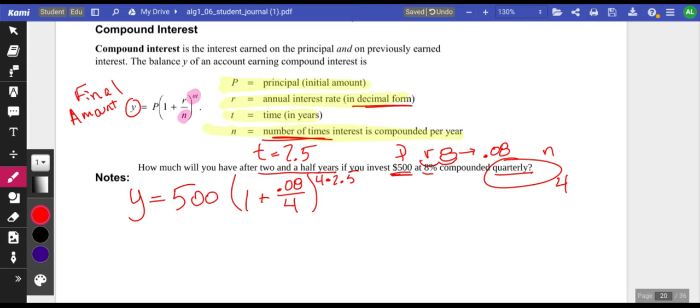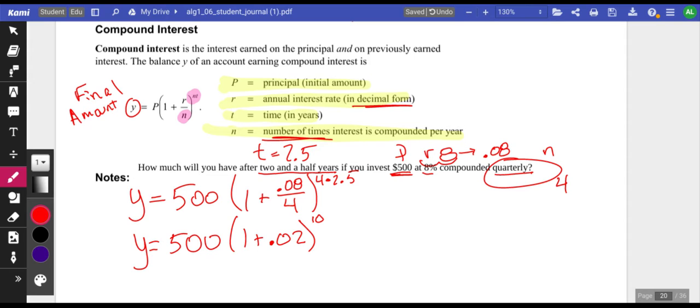Okay, first off, let's take that 0.08 divided by 4. That's pretty ugly. That's pretty gnarly. Let's simplify that a little bit. Okay, 0.08 divided by 4. Plug that into my calculator, I get 0.02. Okay, 4 times 2.5, I get 10. I could do that in my head, but I just want to make sure I wasn't making a silly mistake. Okay, so I know that that's to the 10th power. Okay, I simplified that to 1 plus 0.02.